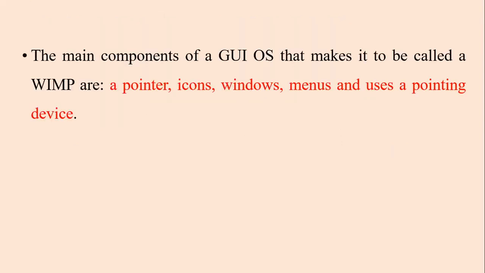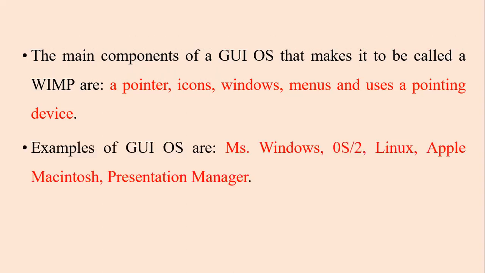The many components of a graphical user interface operating system that make it to be called WIMP, just as I have said, are a pointer, the icons, windows, menus, and it also uses a pointing device. Examples of graphical user interface operating systems are Microsoft Windows, that is various versions of Windows, for example, Windows XP, Windows 10, Windows 11, and others. Others include OS/2, Linux, Apple Macintosh, Presentation Manager, amongst others.